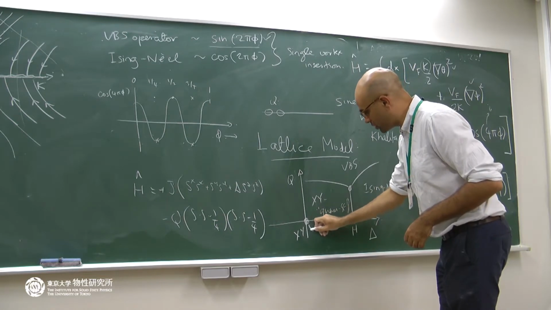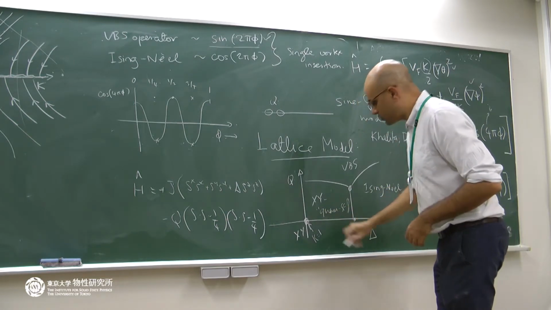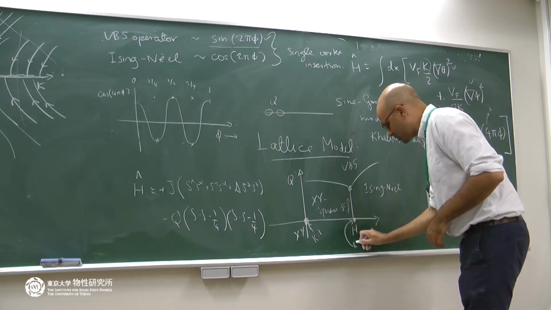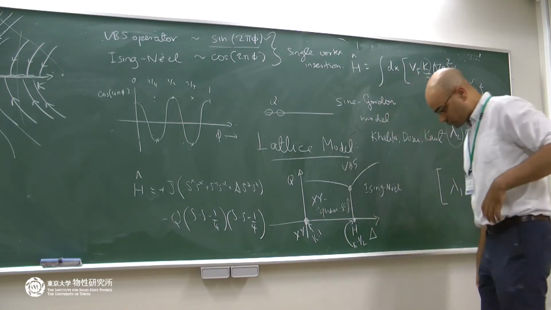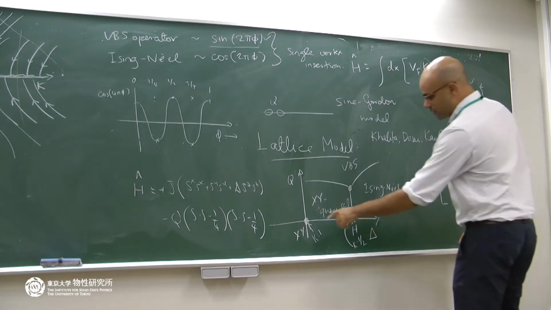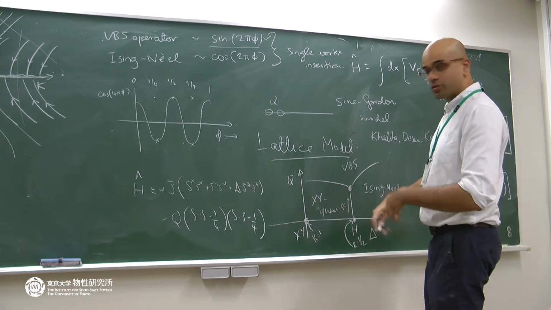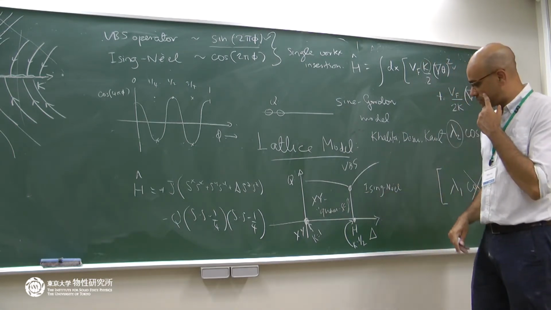We know at the XY model over here, K is equal to 1. We know at the Heisenberg point from Bethe ansatz that K is 1/2. Okay, so it varies from 1 to 1/2 over here. And now we can infer all kinds of interesting things.